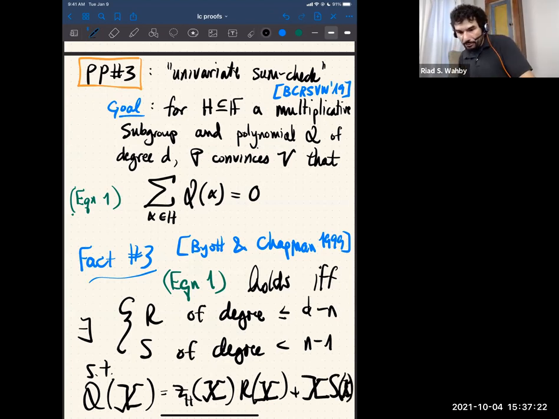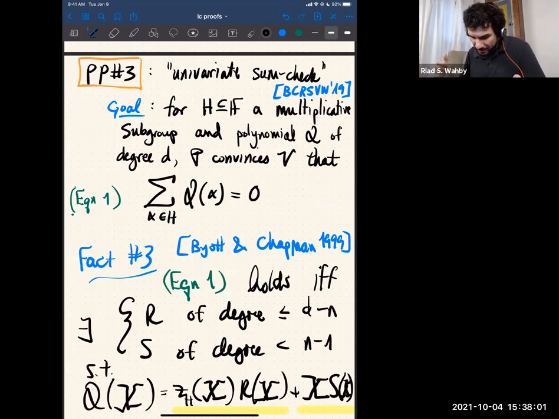Okay, so we can factor Q into a piece that is divisible by the vanishing polynomial, right? So that's this first piece here. And then a second piece that has no constant term. Okay, so this is our fact. And we can use this to build our univariate sum check. This fact is proven in Bootle and Chapman 99. I think the proof is not totally trivial, so we will take it as stated.